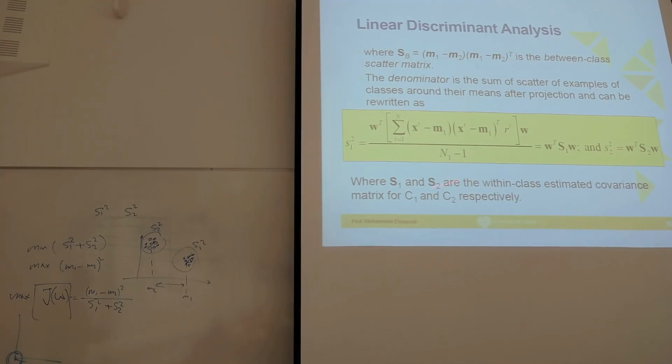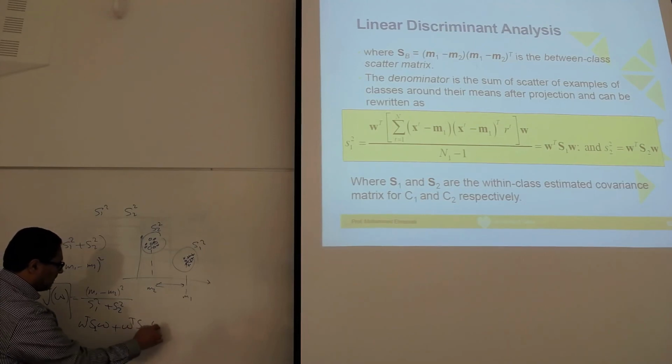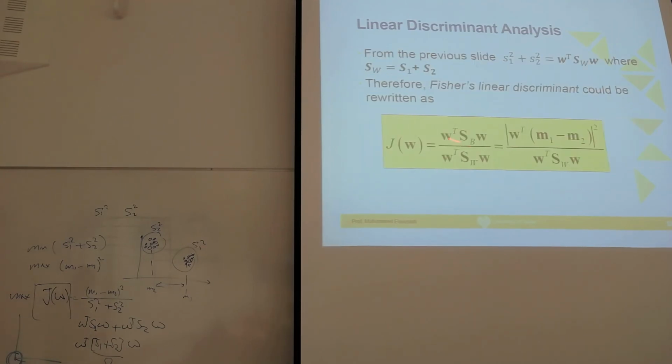Now we substitute this because we need to take S1 square plus S2 square. So S1 square, as it is given here, is W transpose times S1, the covariance matrix, times W, plus W transpose S2 times W. Then we can take W transpose and W as common factors. So we have here (S1 plus S2) times W, and we call it SW. It is the summation of the covariances of both classes. So it will be in this way.